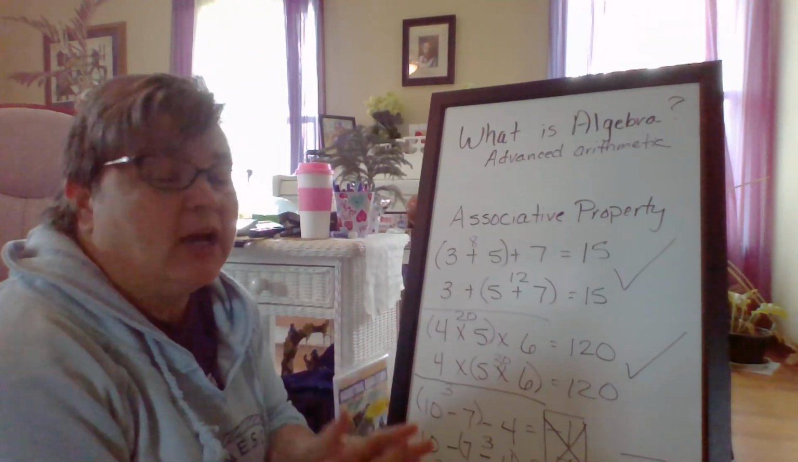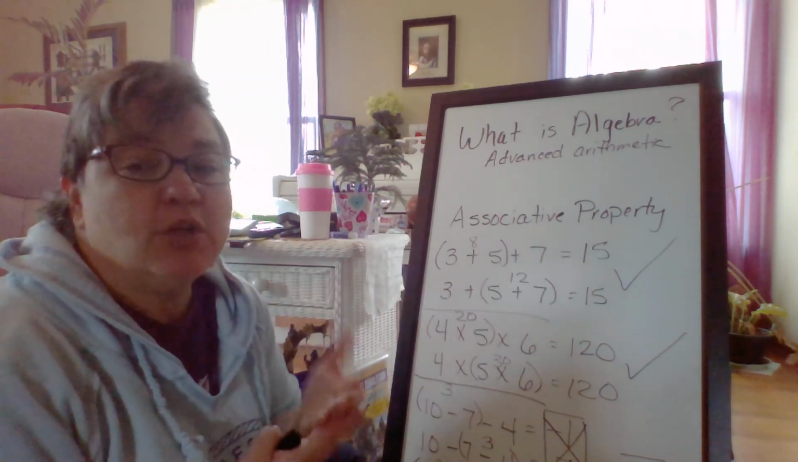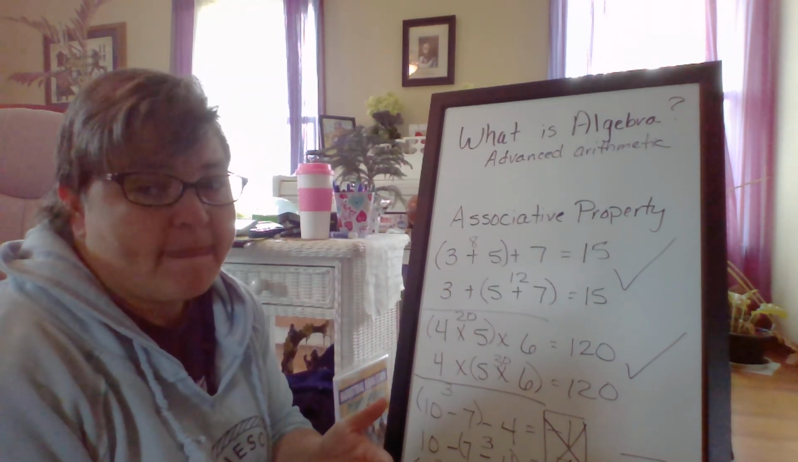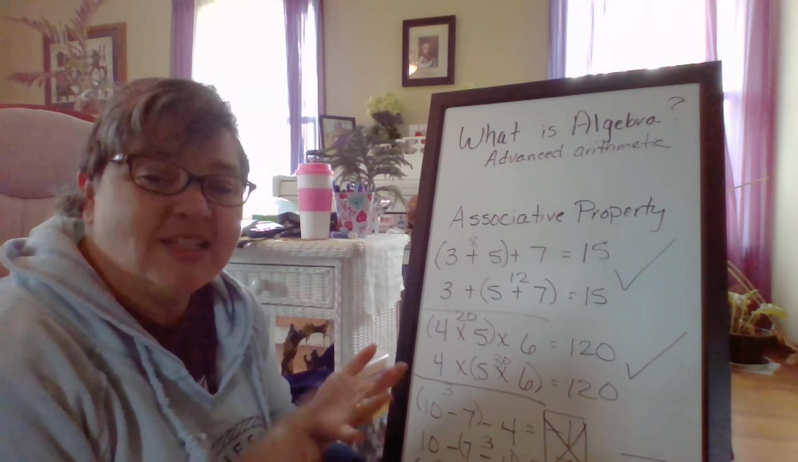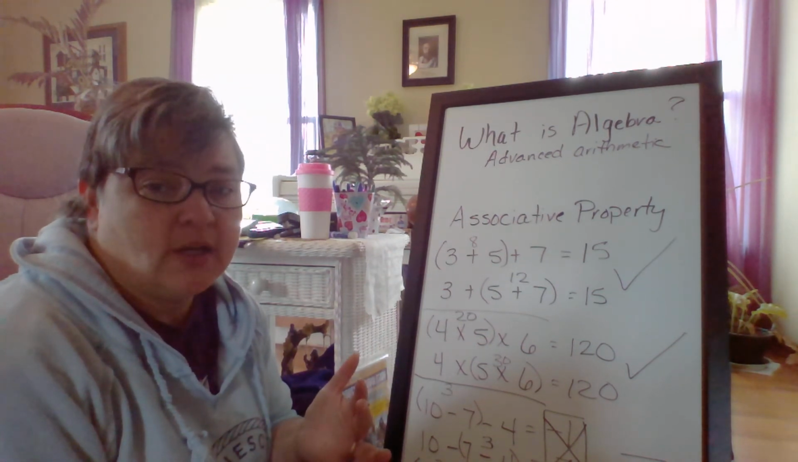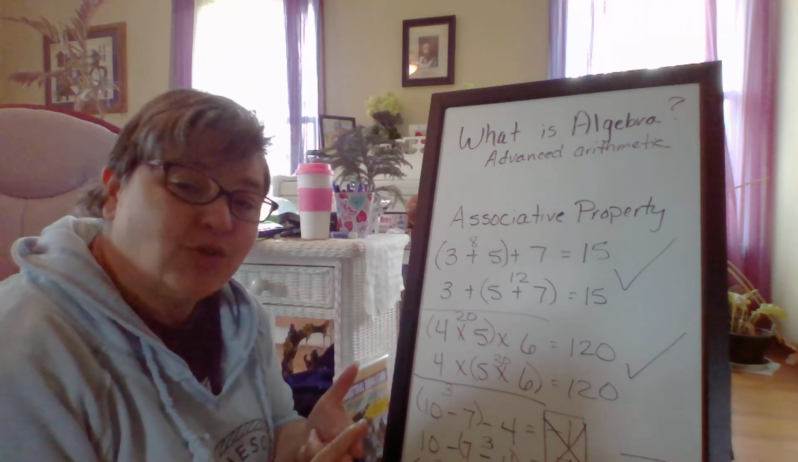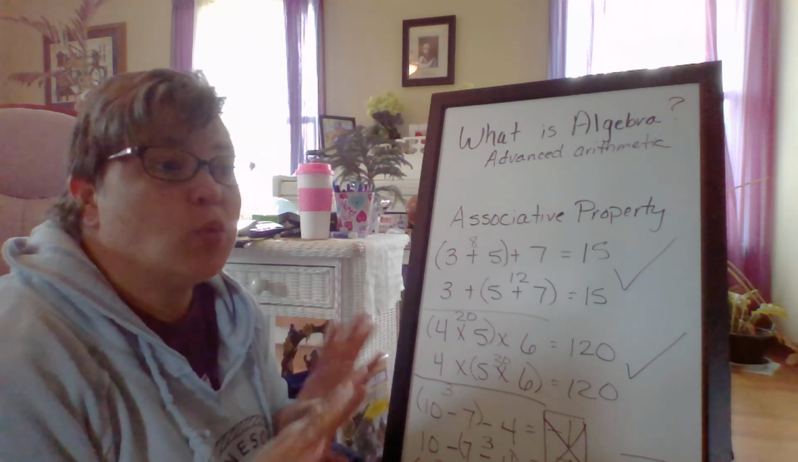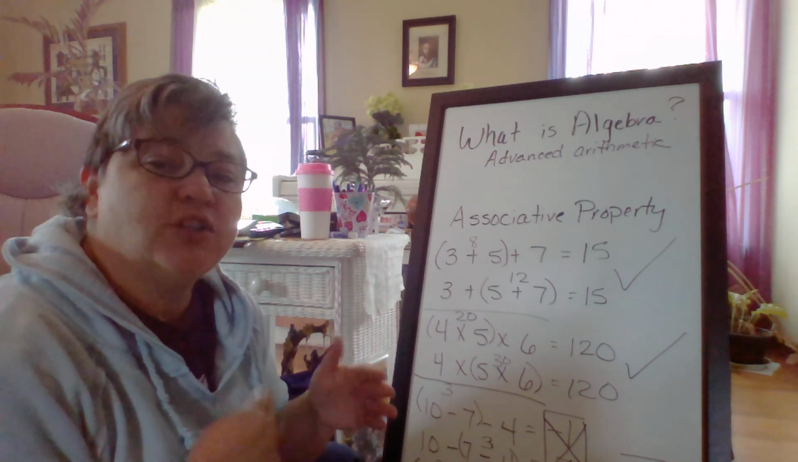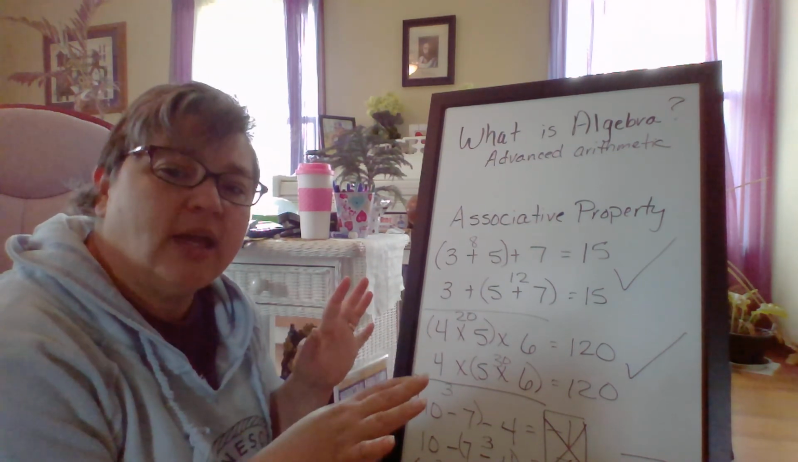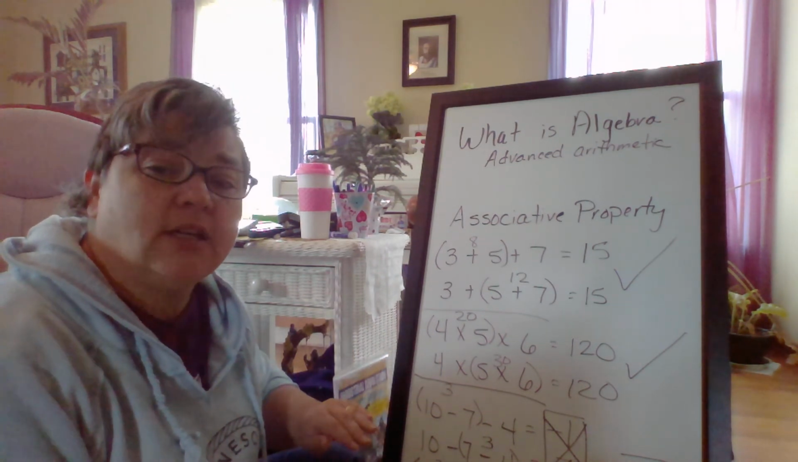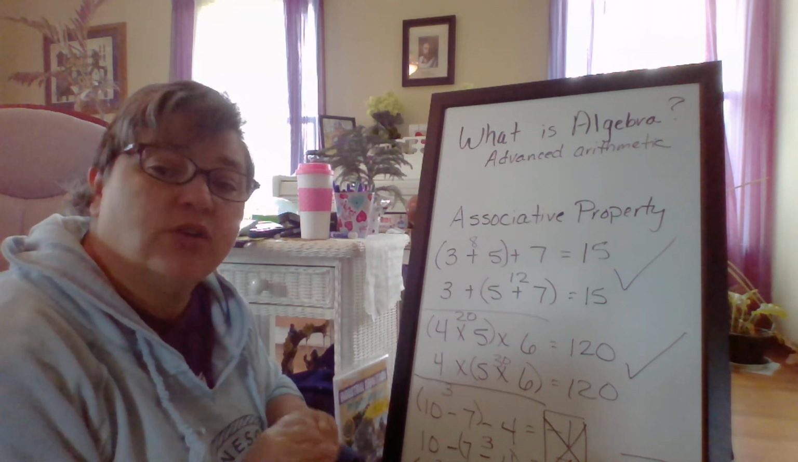All right, so let's recap. In algebra, our advanced arithmetic, commutative property and associative property are true for addition and multiplication. Both are not true for subtraction and division. So when you are working problems in algebra, you have to know, oh, it's okay to associate these because it's multiplication. Oh, it's not okay to associate these here because it's division or it's subtraction.